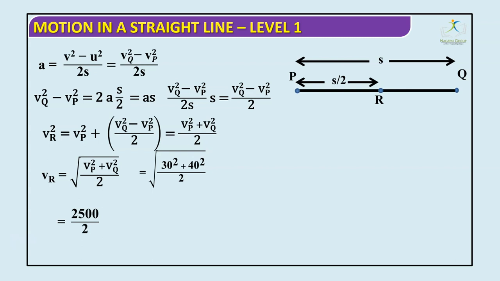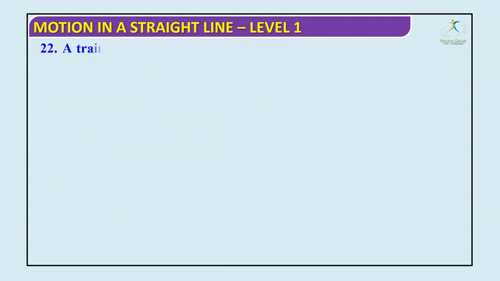If we put these values, we get the result 50 by root 2, which is 25 root 2 meter per second. I hope you will understand, students, how this comes. Hence, we say the correct option is option 3.